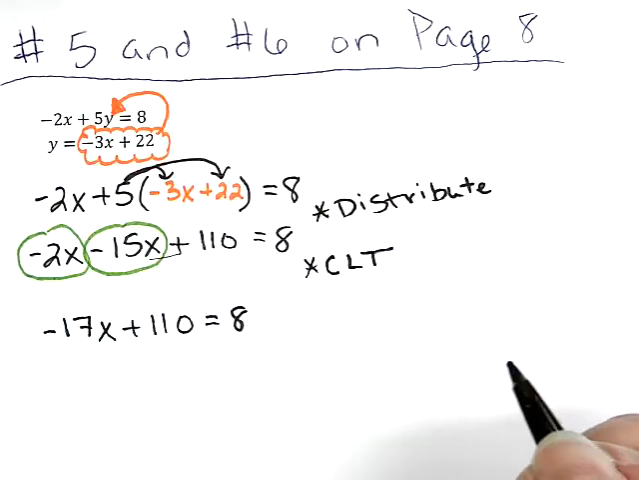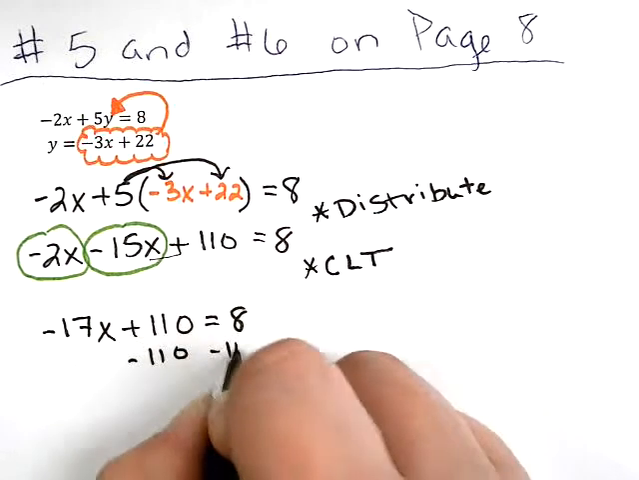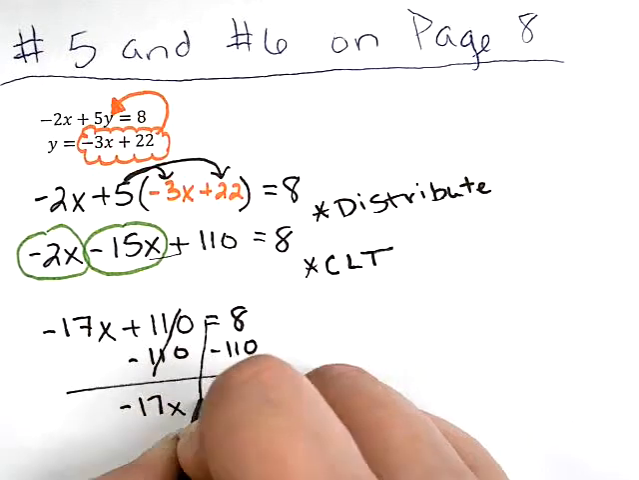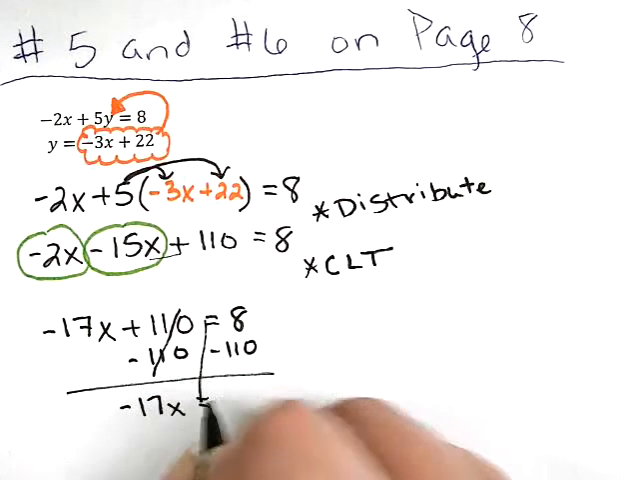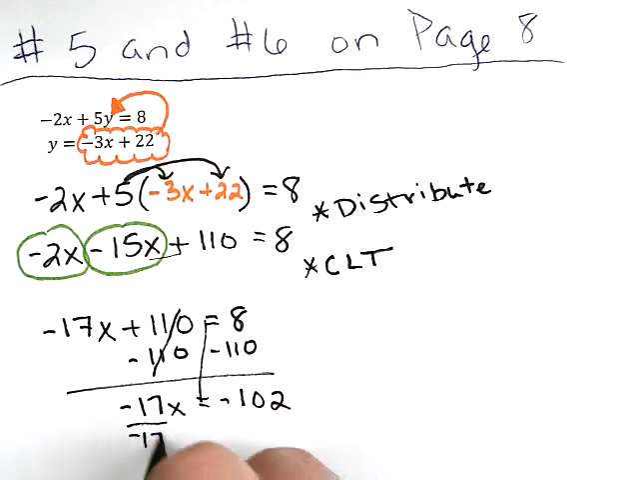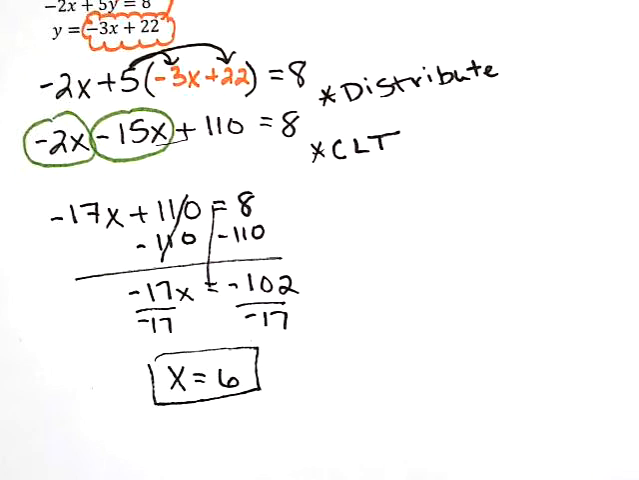And then from here, you have mastered solving two-step equations, right? So subtract that 110 from both sides. Negative 17x is equal to negative 102. And we can divide by negative 17. And we get x equals 6. Cool. Let's move that down so you can see, right? X equals 6.